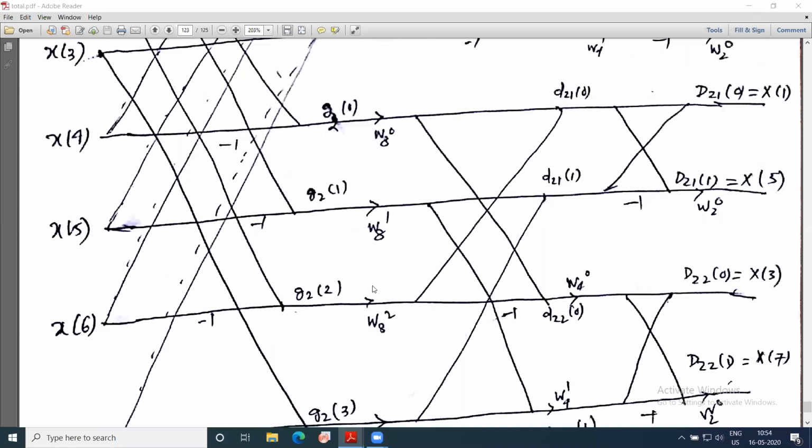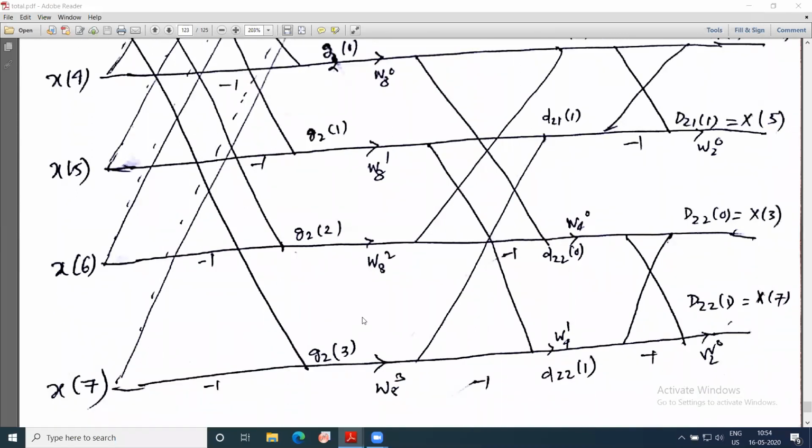So W80, W81, W82 and W83 are the post multiplication in DIF-FFT, which were previously the pre-multiplication in DIT-FFT. The multiplication factor was there first and then it was minus and so on. But in case of DIF-FFT, W80, W81 are the post multiplication. This is one difference between DIT-FFT and DIF-FFT: the multiplication was a pre-multiplication in case of DIT-FFT and is a post-multiplication in case of DIF-FFT. I hope this is clear.